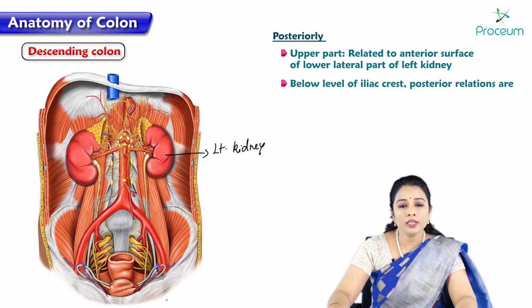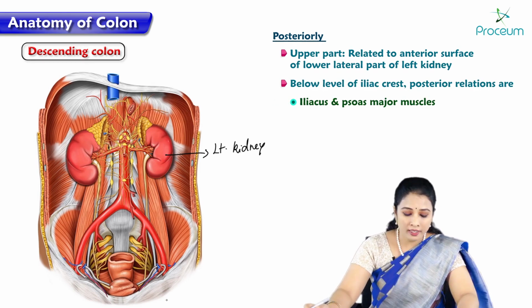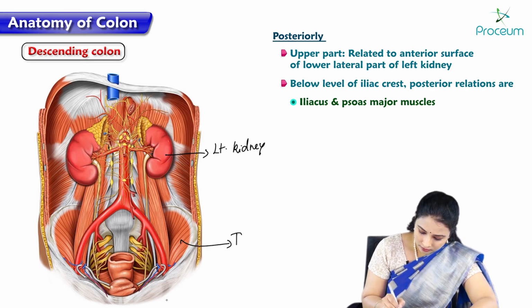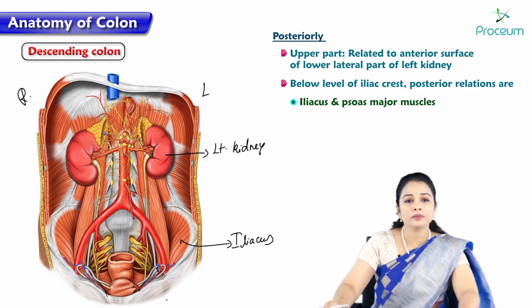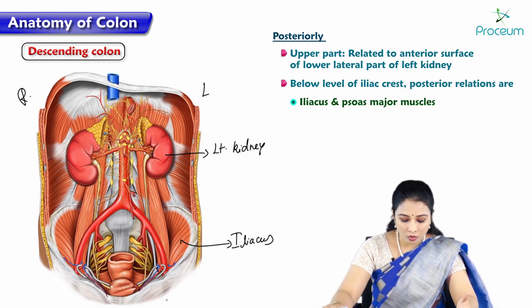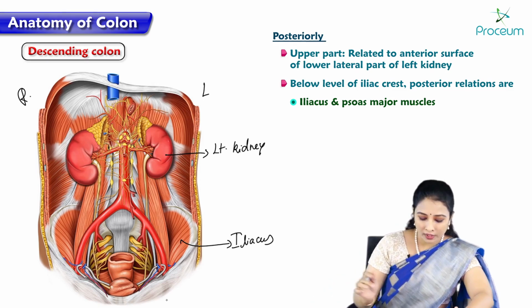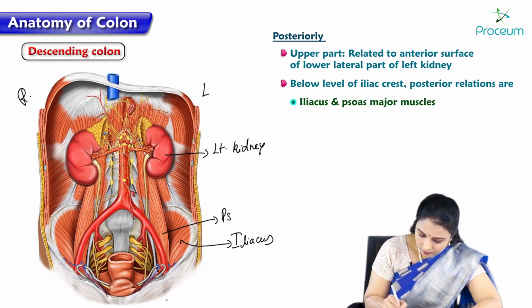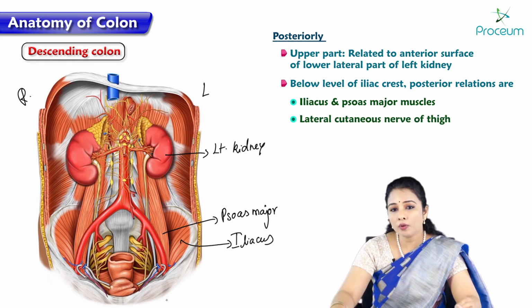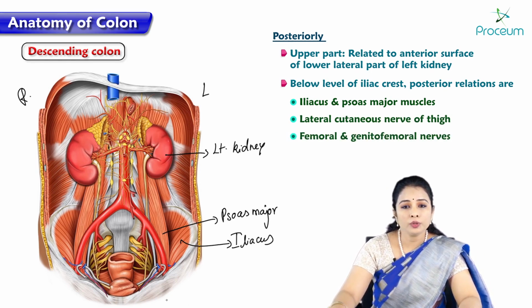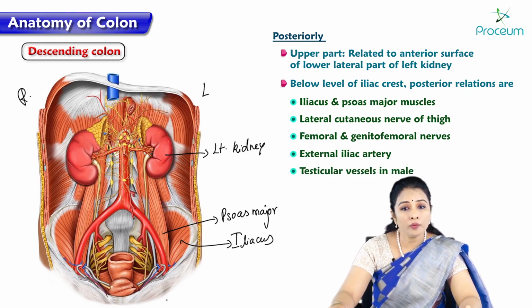And below the level of iliac crest, the posterior relations are iliacus. So, this is the left side, this is the right side. And it is also related to psoas major below the level of iliac crest. And it is related to lateral cutaneous nerve of thigh, femoral nerve and genitofemoral nerves. And external iliac artery, testicular vessels in males or ovarian vessels in females are also related posteriorly.